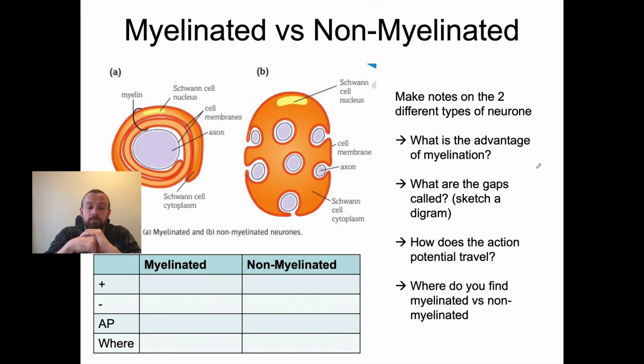So, draw a diagram, put the advantages of myelination and the disadvantages, and make a note on how the action potential travels and where you find them. So here's the table, where you can make all these notes: advantages, disadvantages, how does the action potential travel in the 2 different types of neuron, and where would you find them? Okay, so pause the video if you haven't done that. And we're moving on to our final task.